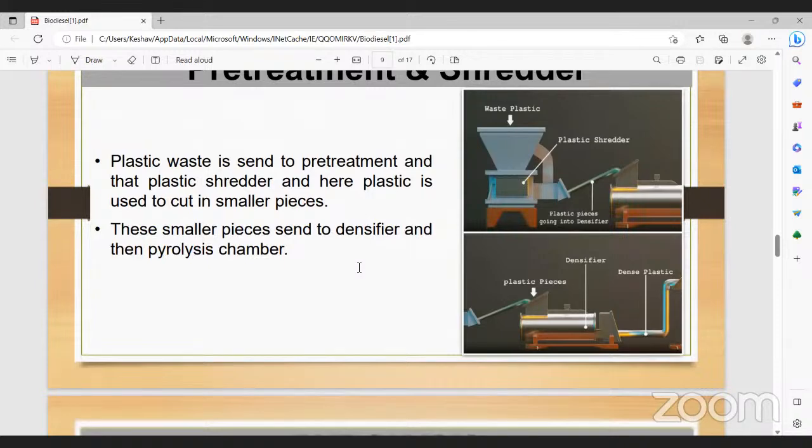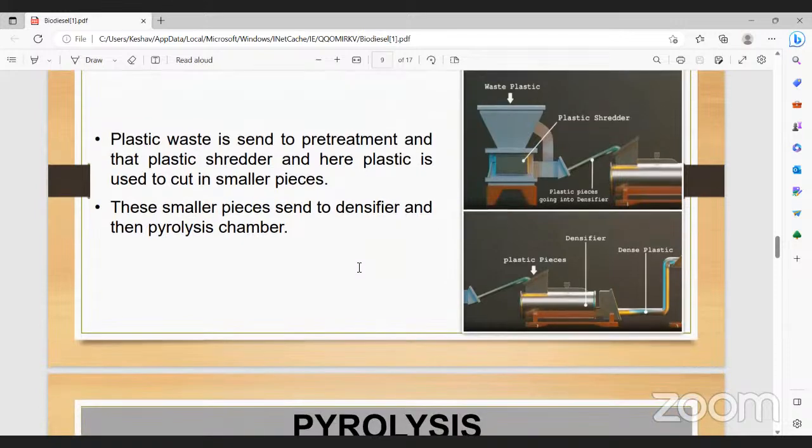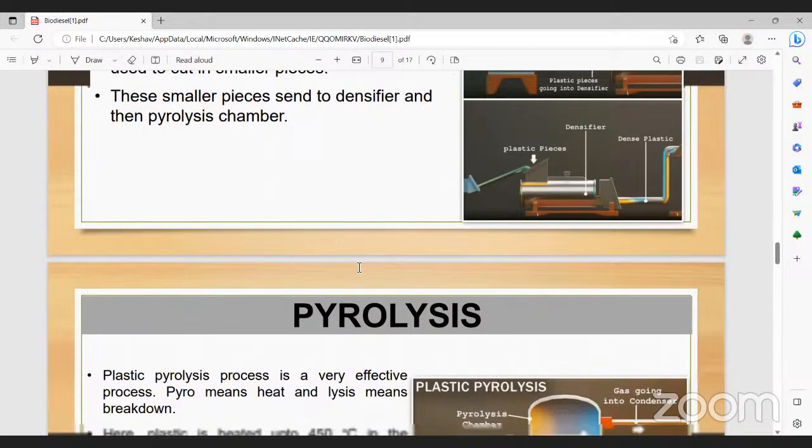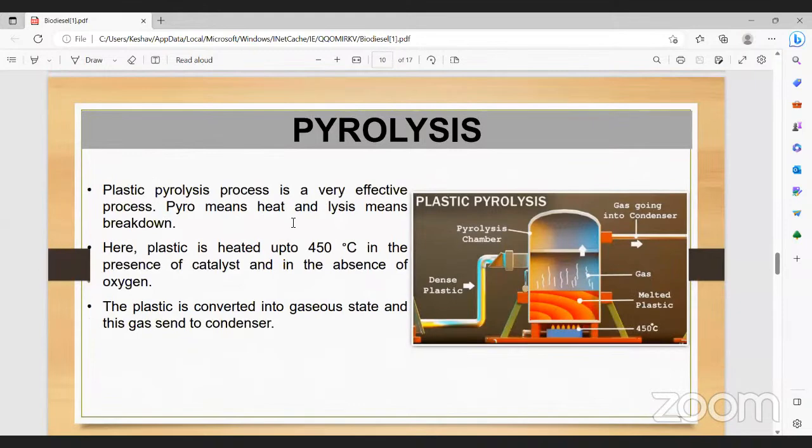This fire and then this chamber. Next, pyrolysis. Plastic pyrolysis process is a very effective process. Pyro means heat and lysis means breakdown.